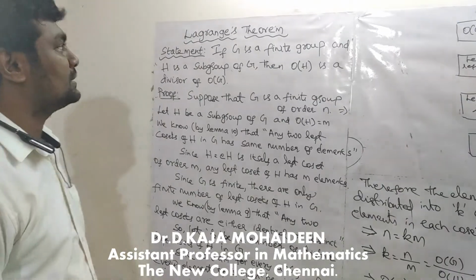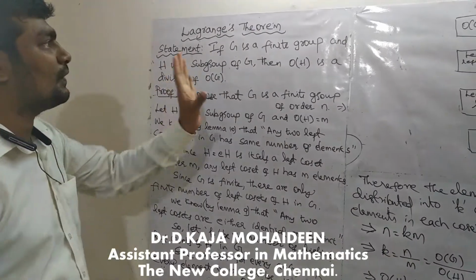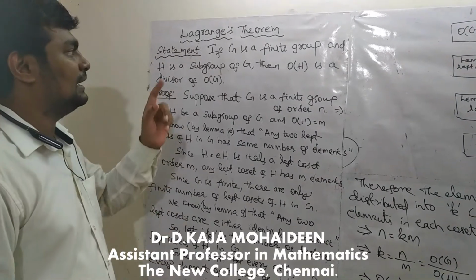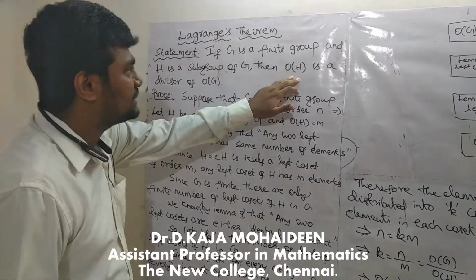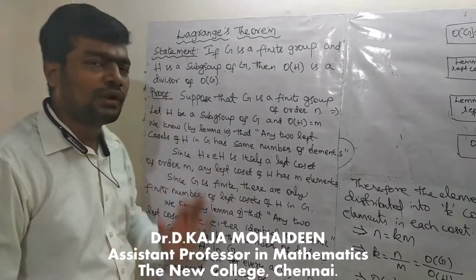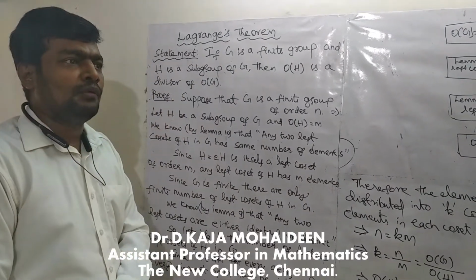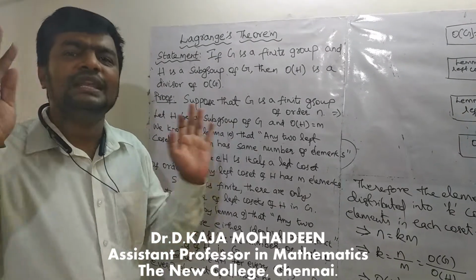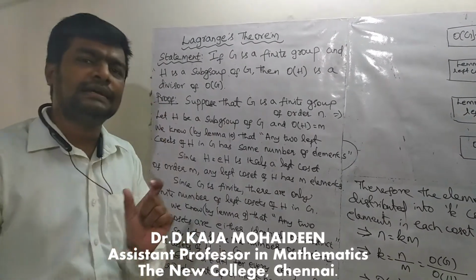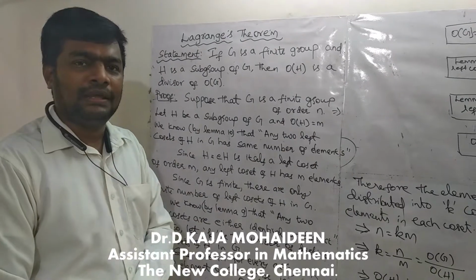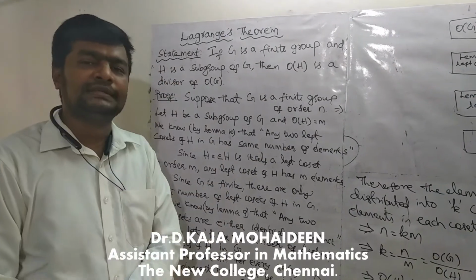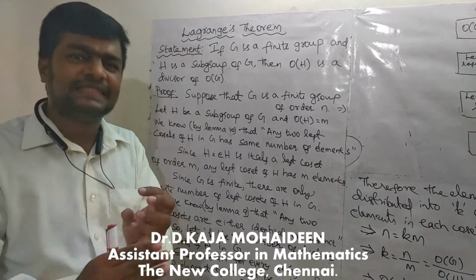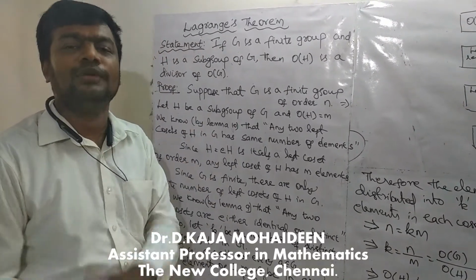Statement of Lagrange's theorem. If G is a finite group and H is a subgroup of G, then order of H is a divisor of order of G. For example, we have a big group of 1000 elements and it has a subgroup H. What this Lagrange theorem says is the number of elements in subgroup divides that 1000. We are going to prove that.